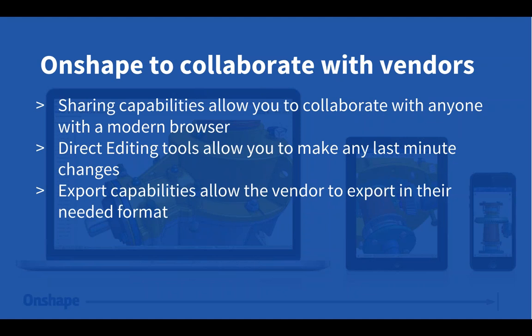If I share the document with them, they can choose the format they want to export. Right? So as long as I give them that permission, they can say, okay, I can choose an IGES or I can choose a step file. So I don't have to do this back and forth with deciding what formats they need. So export capabilities allow the vendor to export whatever format they need. But the big thing I want to point out here is sharing. So let's jump into this now.